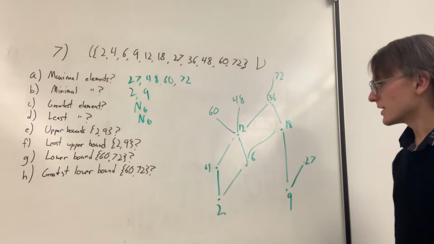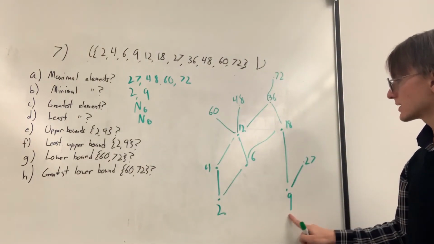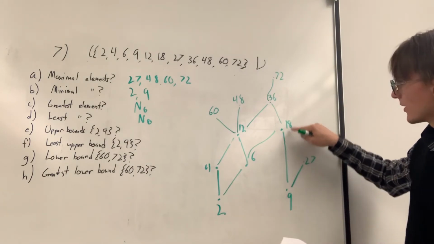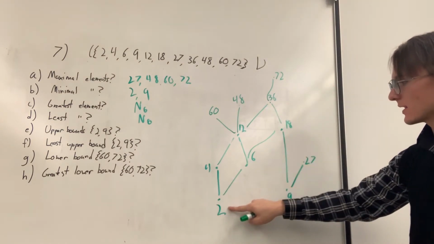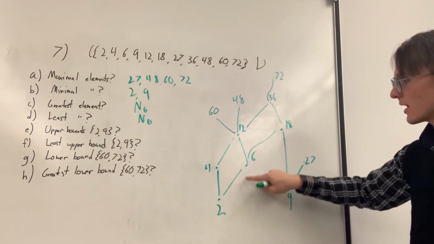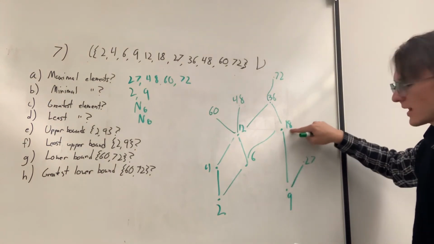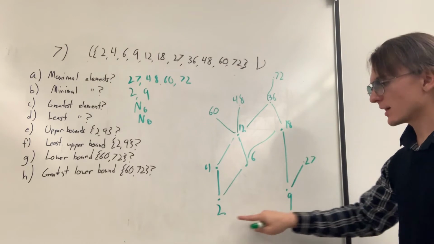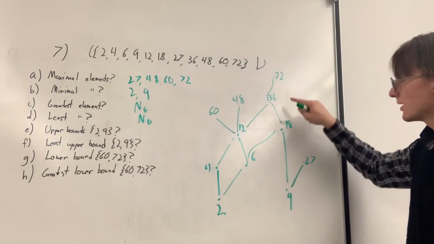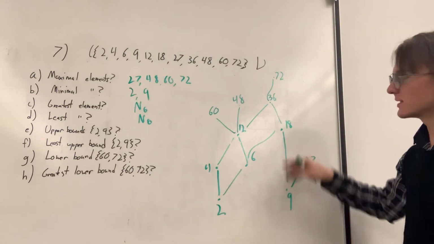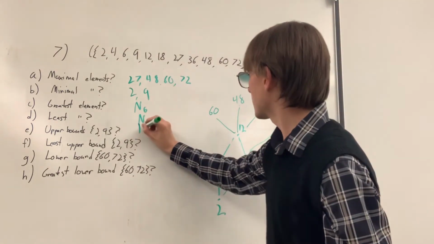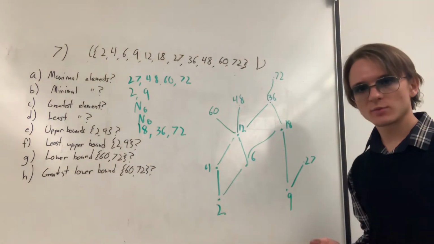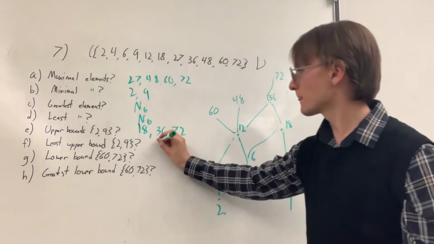Upper bounds of 2, 9: well, 2 and 9 have the upper bounds 18, 36, and 72, because we can get to 18, 36, and 72 by going up from 2 and up from 9. In other words, 18 is divisible by 2 and 9. Similarly, 36 is divisible by 2 and 9, and same with 72. The least upper bound would be just the least of those, which is 18.